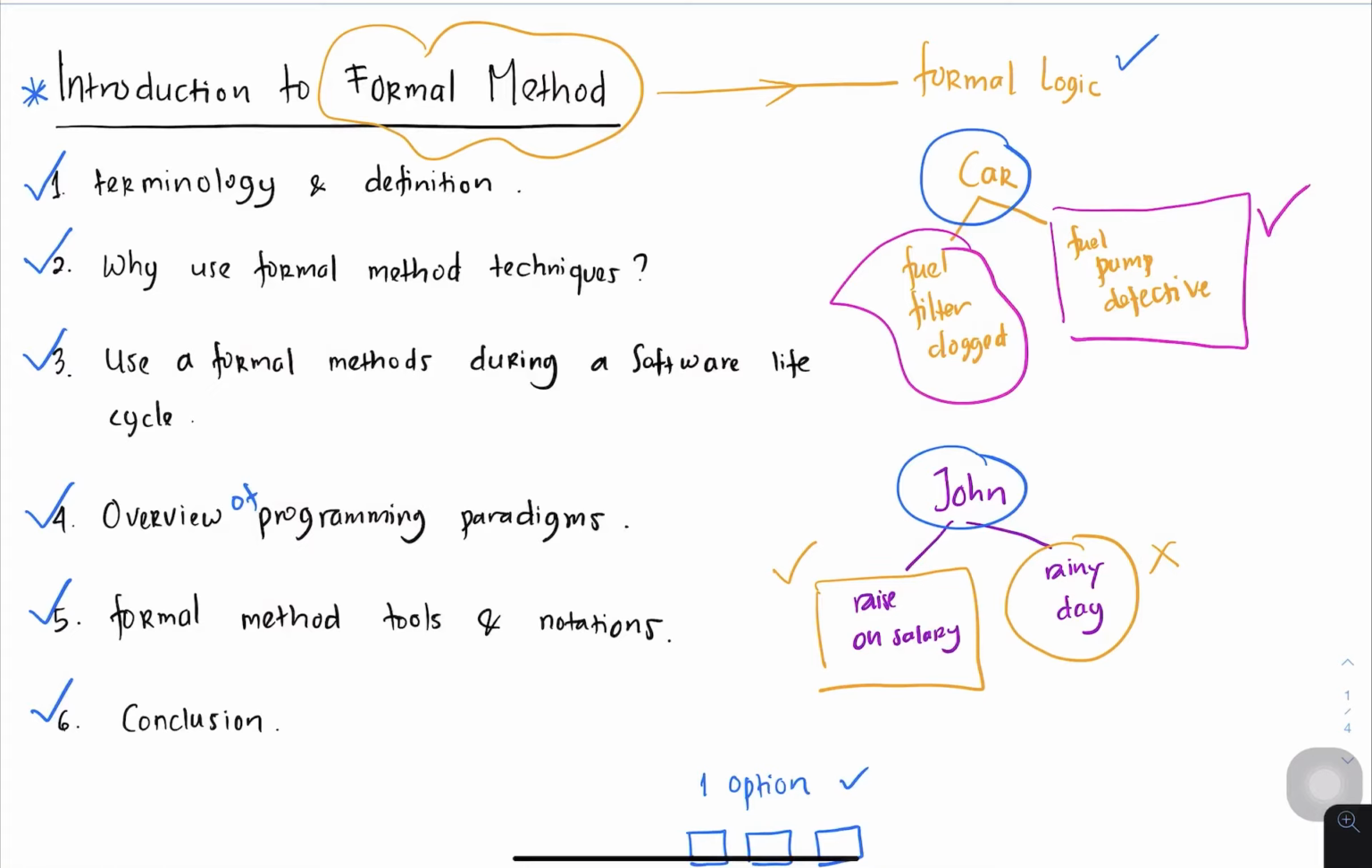Okay, so how is it so far? Are you following? So up to this point, we already discussed the terminology and definition.